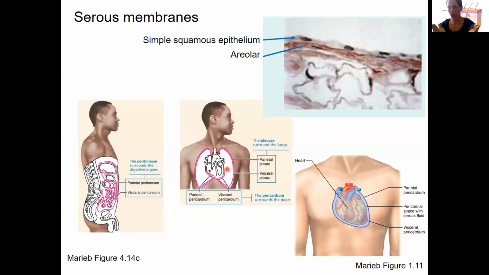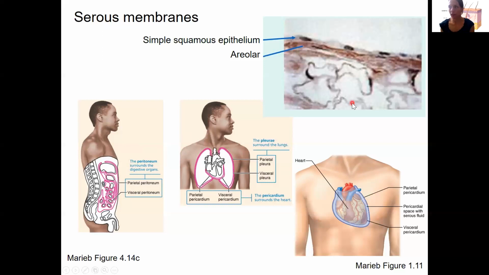You drew this in lab week 1. The visceral layer is closest to the organ. So the visceral pericardium would be surrounding the heart on the inside. The parietal pericardium is that outer layer, very thin, and in between them there's a small space that has fluid in it. That fluid helps with minimizing friction.